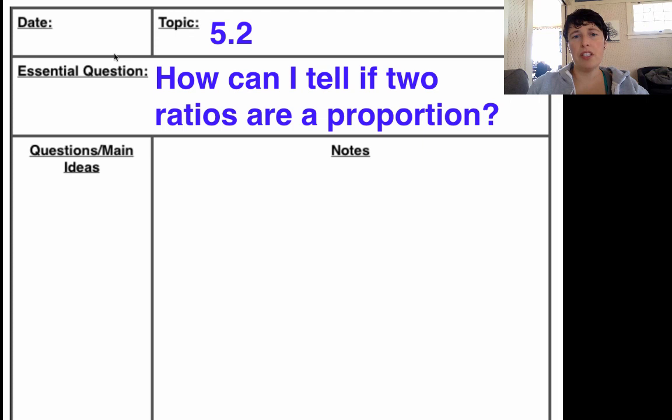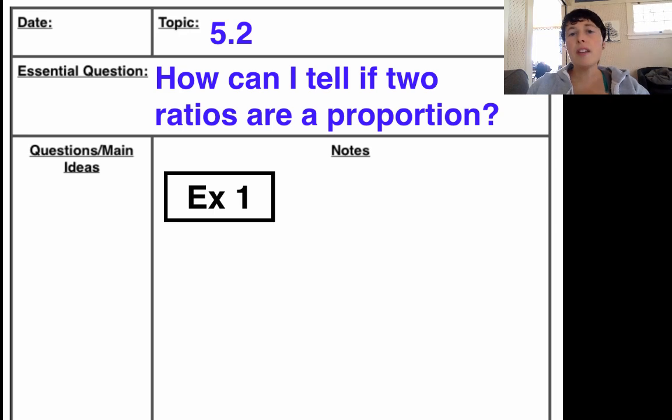The big essential question is how can I tell if two ratios are a proportion? So how can we tell if two ratios are a proportion? And we're just going to jump right into it. So we know that a proportion is two fractions that are equal to each other.